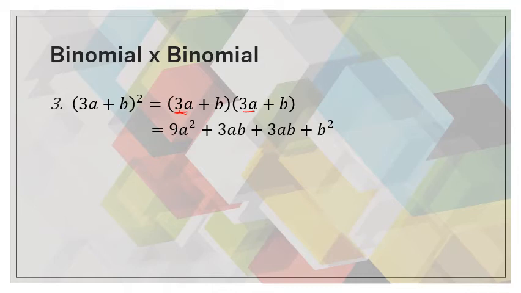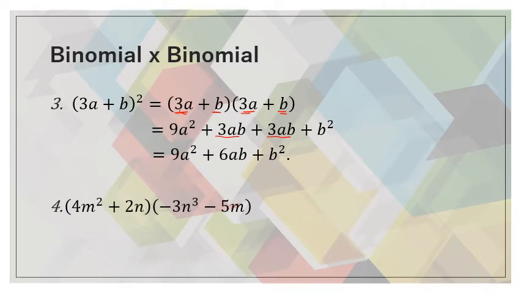Outer terms, 3a and b, so we get 3ab. Inner terms are b and 3a, so that's another 3ab. And then the last terms are b and b, so that gives us b squared. So again, we have like terms 3ab and 3ab, so we simplify that into 9a squared plus 6ab plus b squared.